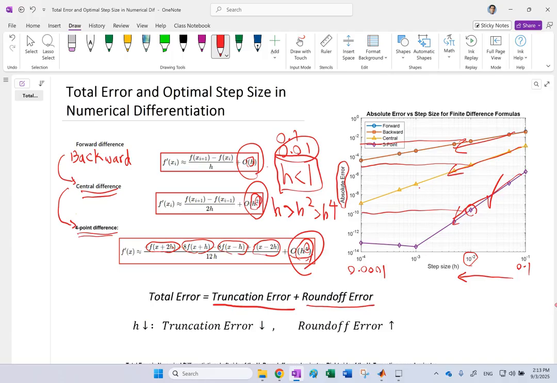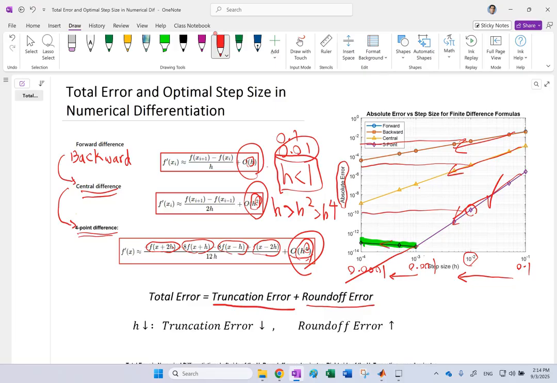So everything looked fine except for one part, which is this portion here. If you look at this portion, this is very interesting. So here I'm going from a step size of 10 to the negative 3 to 10 to the negative 4, and I expect that my error keeps going down like this, but guess what? It didn't. It went up now.